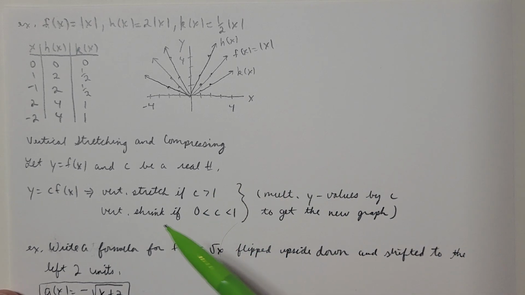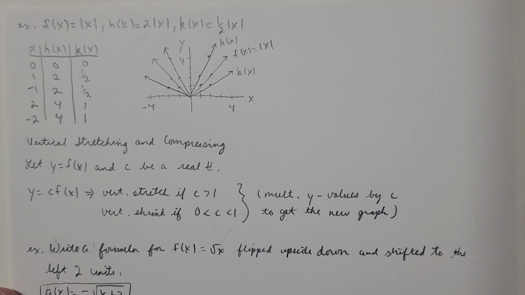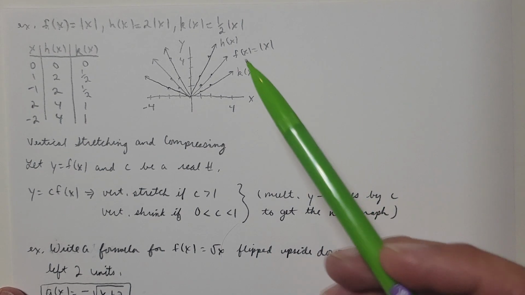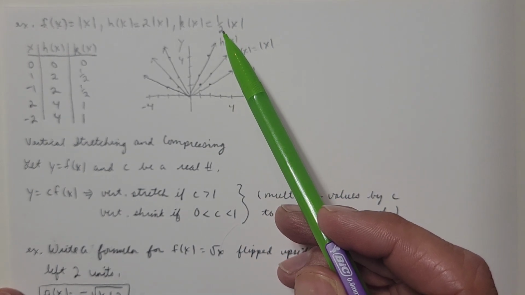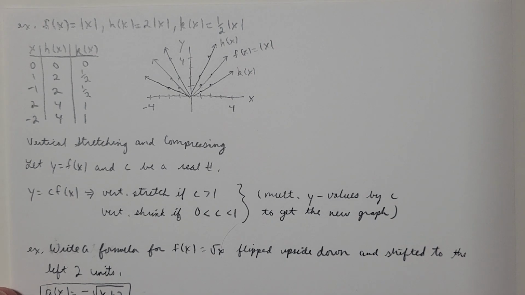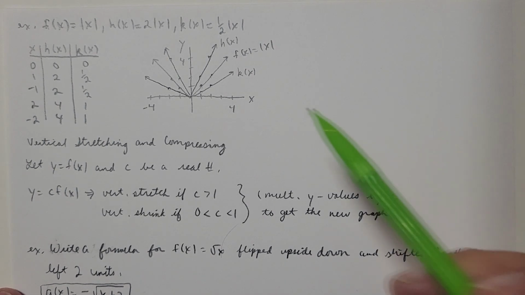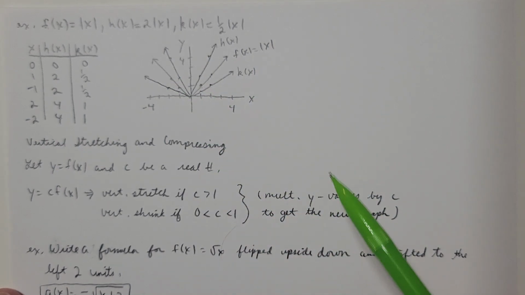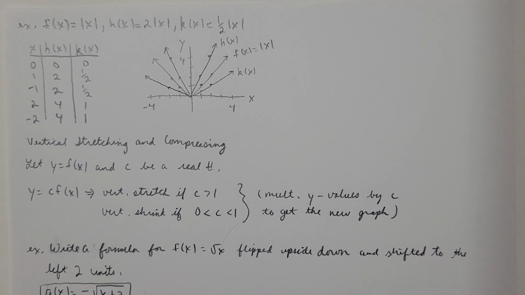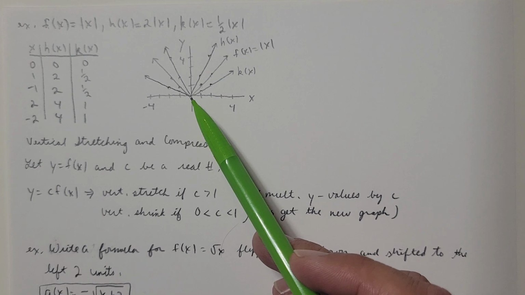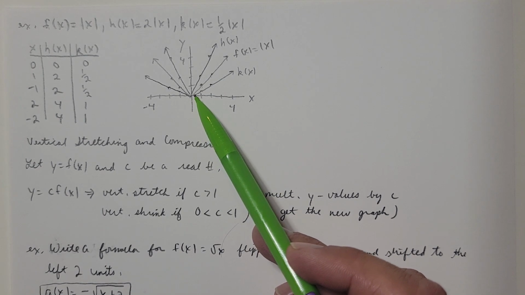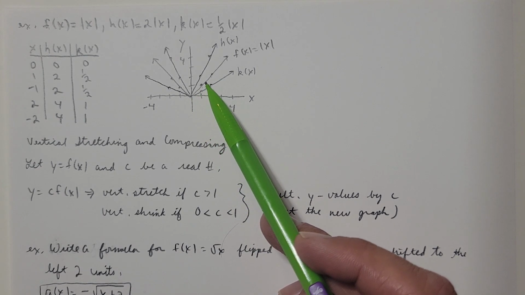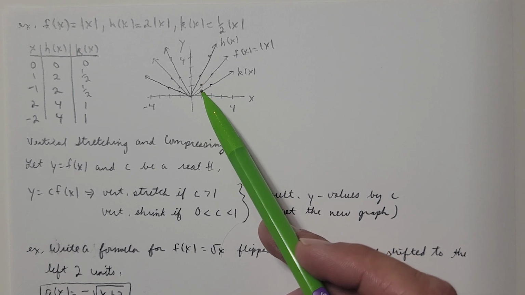Same thing with compression. So c would be 1/2 in k. What I'm saying is that if I multiply all the y values of the graph of y equals the absolute value of x by 1/2, I'll be able to get the new graph of k. So 0 is 0. Well, 0 times anything is 0, right? So that's not going to go anywhere. But 1, 1, when I multiply the y value by 1/2, that brings me to 1, 1/2.